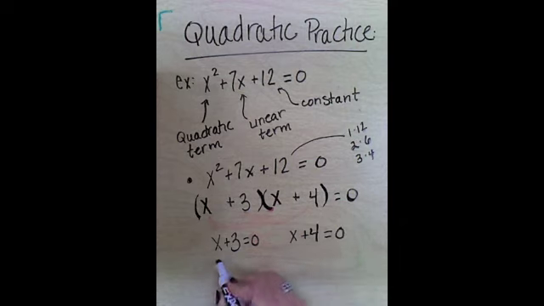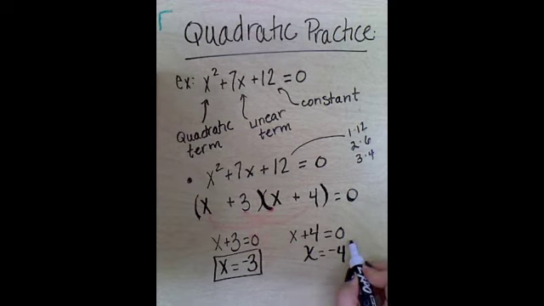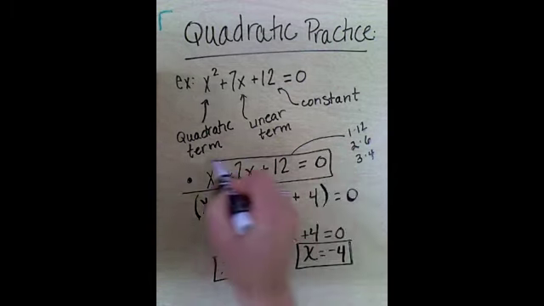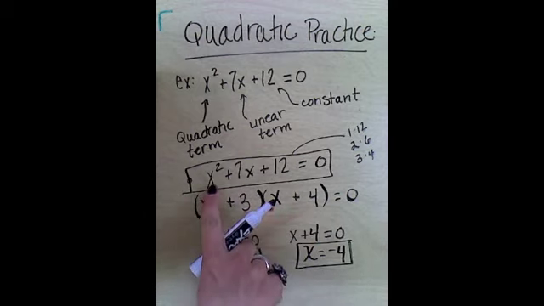One-step equations. Subtract 3 and you end up with x equals negative 3 as one of the answers. When we subtract 4, we end up with x equals negative 4. So again, x equals negative 3 and x equals negative 4 are the solutions for this original equation that we started off with. You can check by plugging them in. If you're not sure if these are the right answers, plug them back in. Negative 3 squared, 9.